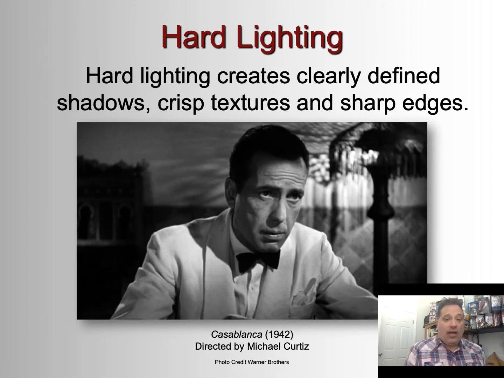And as I said, hard lighting creates clearly defined shadows, crisp textures, and sharp edges, and you can see that here. Black and white photography uses a lot of hard lighting, right? It doesn't have color to depend on to separate hues, and so it's important to define images from one another.